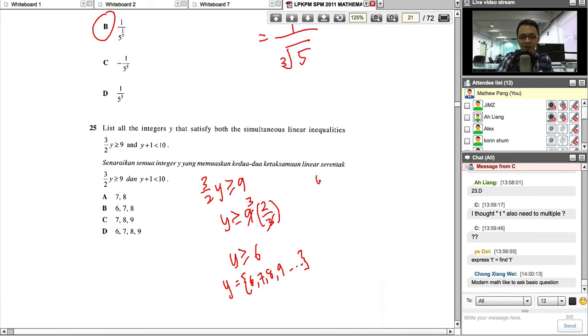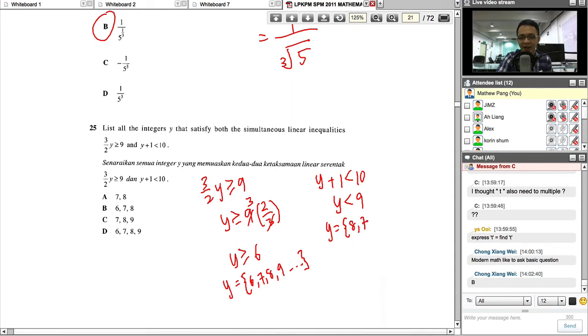Alright, then I solve the second one. y plus 1 less than 10. So y will be less than 9. What numbers do I have? I will have 8, 7, 6 until infinity. Then I have to find whatever numbers they intersect. Obviously, they will intersect at 6 onward. So they intersect at 6, 7 and 8. Both also have 6, 7 and 8, right? So 6, 7 and 8. Answer is B. Alright, it's simple.